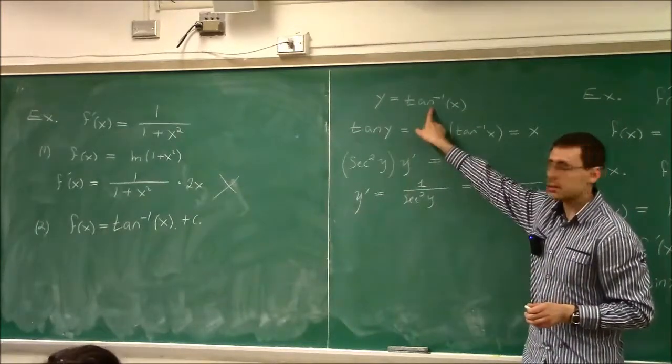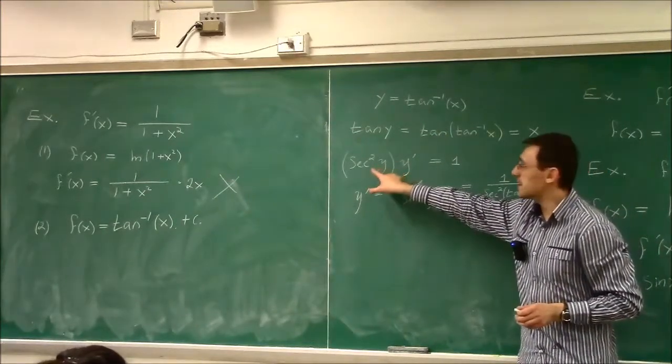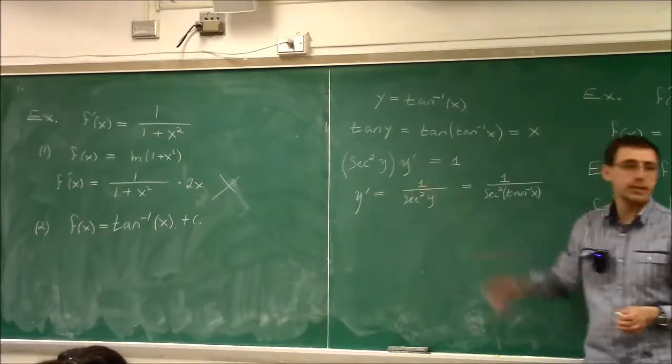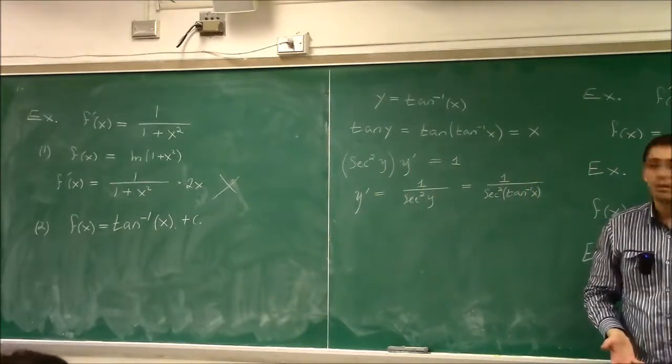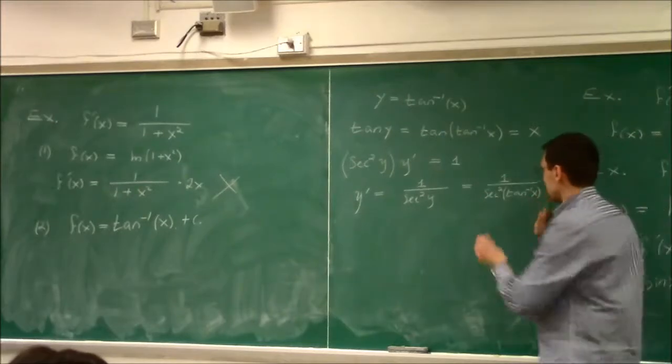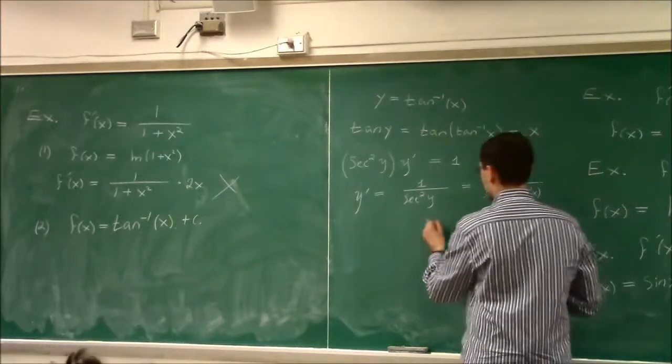So when I say y prime, I mean the derivative of this function. So I have this relation: secant squared of the function times its derivative is 1. Hence this equation. Now I want to simplify this.